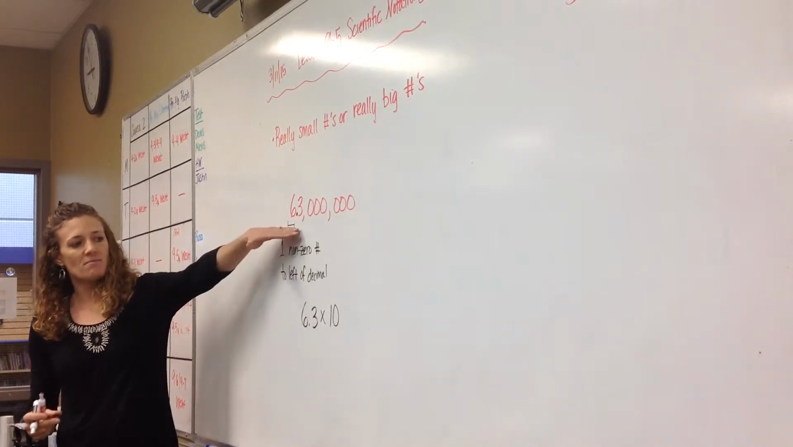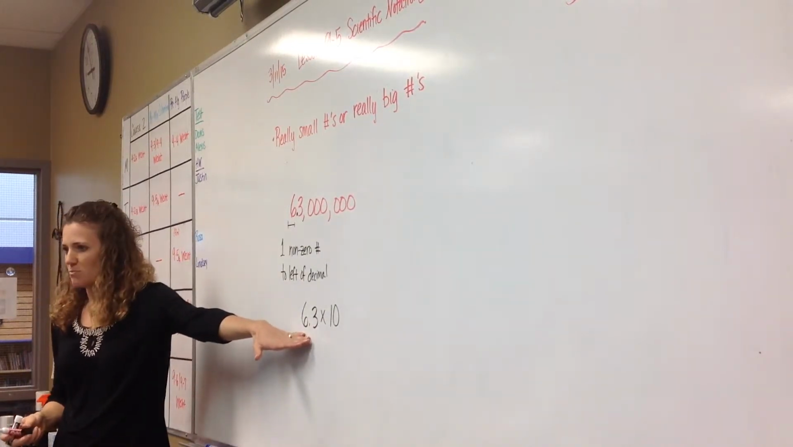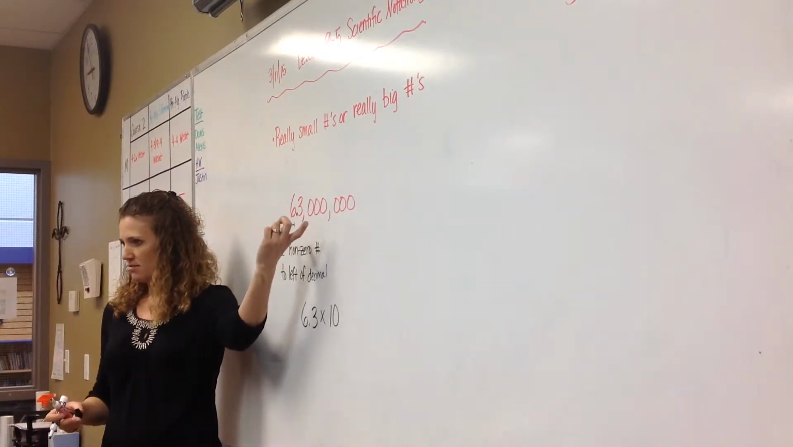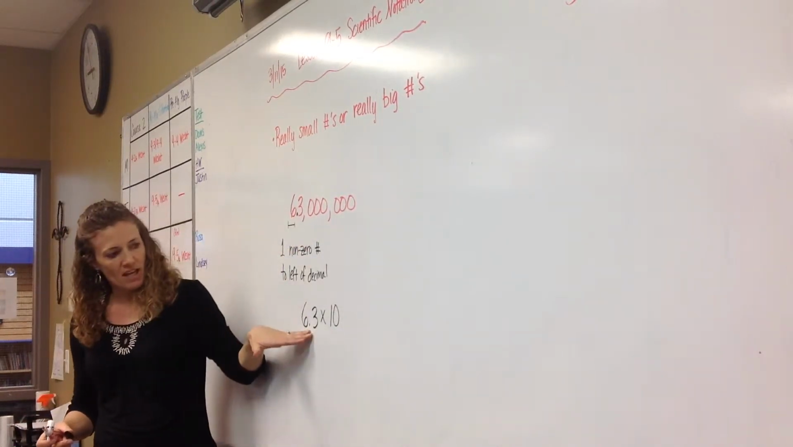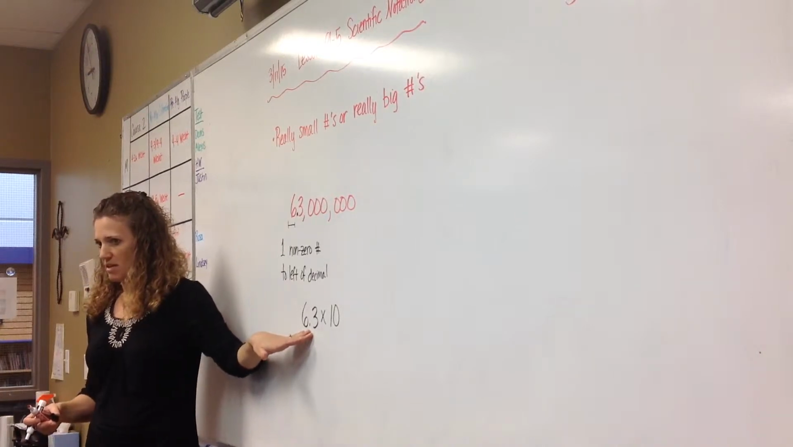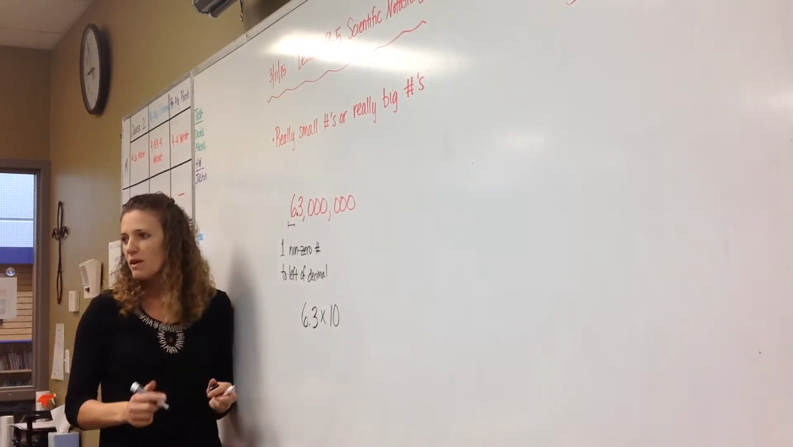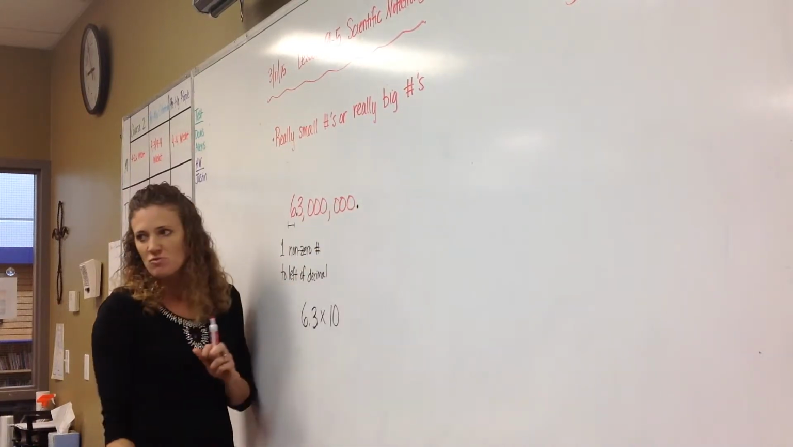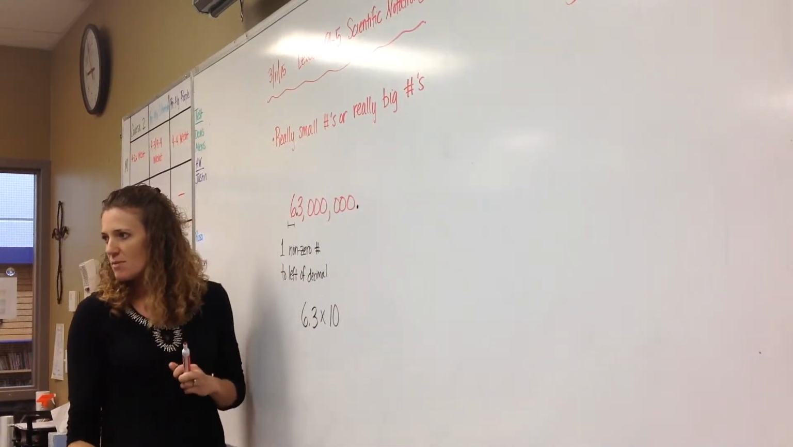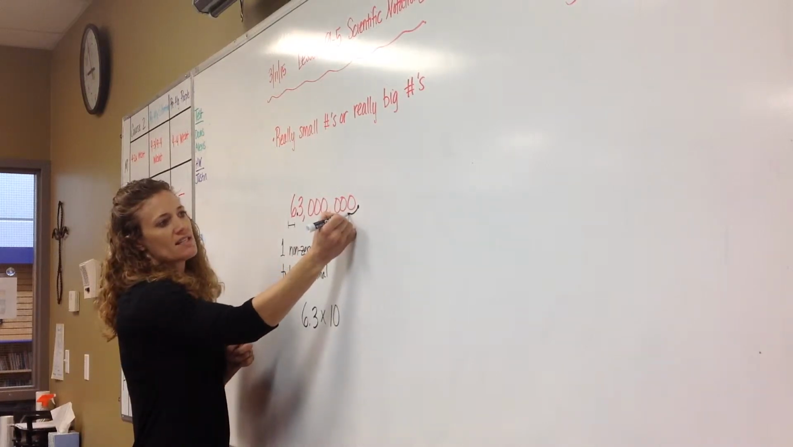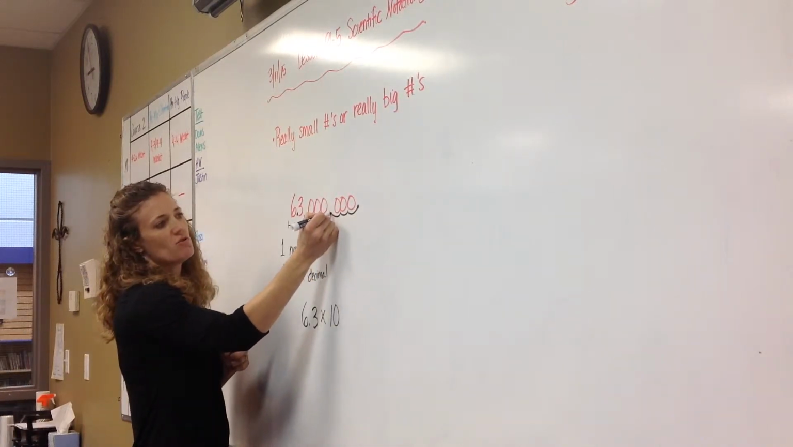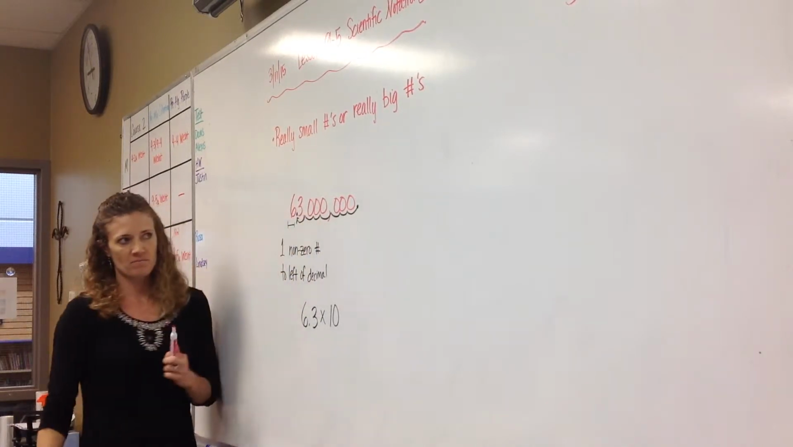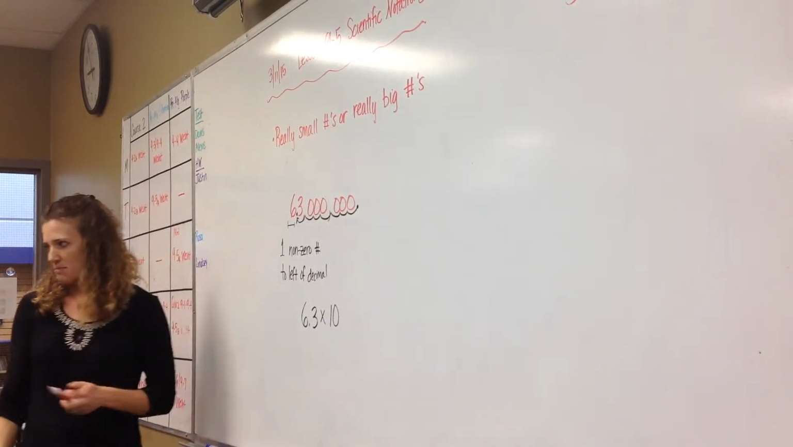The number of times that it would take to multiply 6.3 times 10 in order to get this number. How many times would we have to multiply this by 10 in order to get 63 million? Well, there's an easy way to figure that out. On 63 million our decimal's right there, at the very end of that number. So we're going to see how many places we have to move that decimal in order to get it where we want it. We have to move it 7 times.